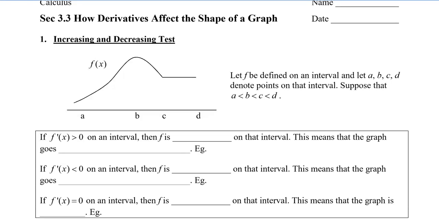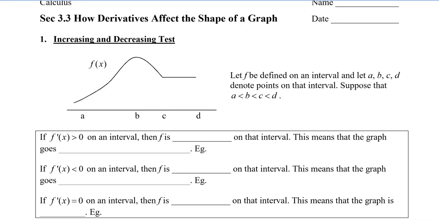In this video, we're going to take a look at how to check to see where a graph is increasing and decreasing by using the increasing and decreasing test. And then we're also going to use the first derivative test to see where a maximum and a minimum occur on a graph as well.